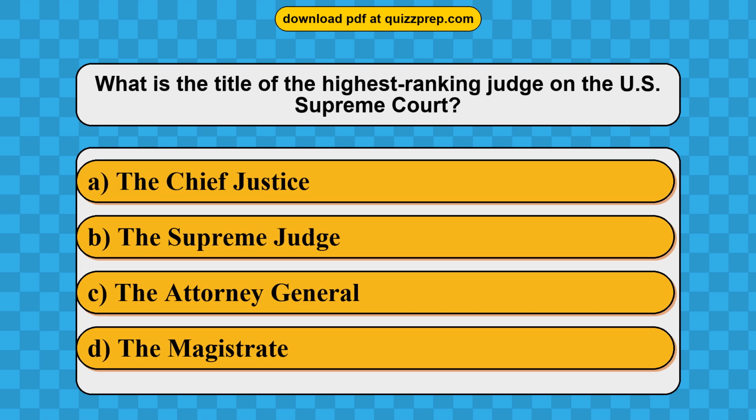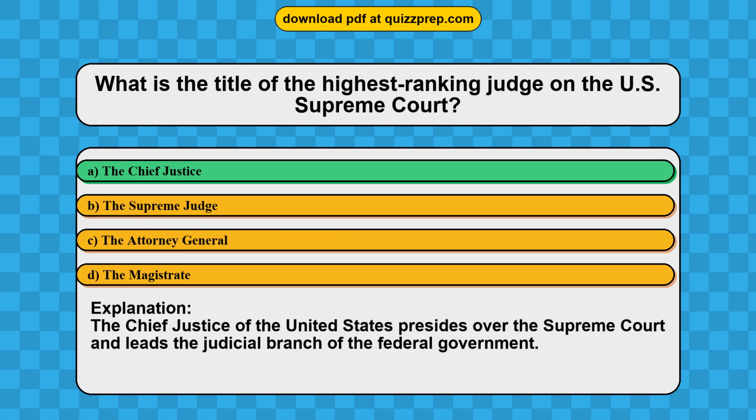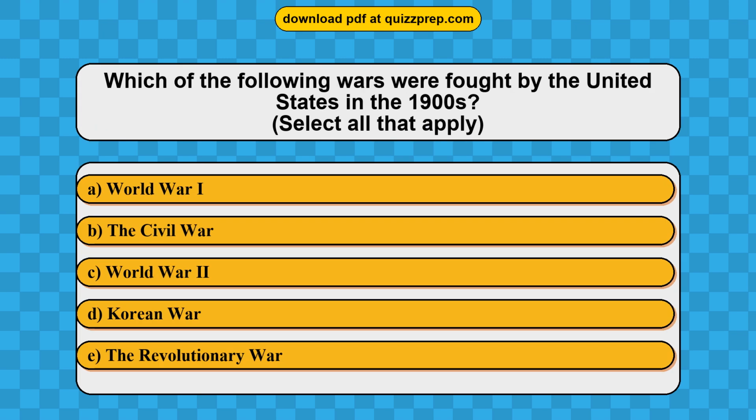Question 38. What is the title of the highest-ranking judge on the U.S. Supreme Court? Option A, the Chief Justice. Option B, the Supreme Judge. Option C, the Attorney General. Option D, the Magistrate. The correct answer is option A, the Chief Justice. The Chief Justice of the United States presides over the Supreme Court and leads the judicial branch of the federal government.